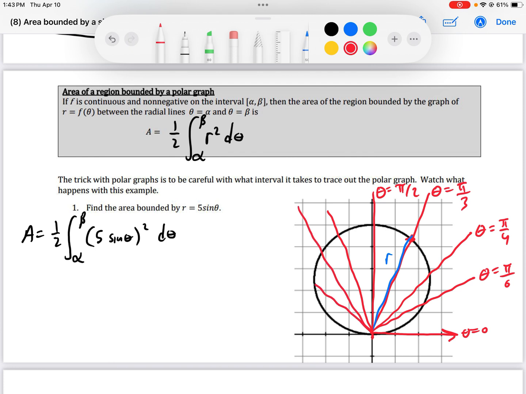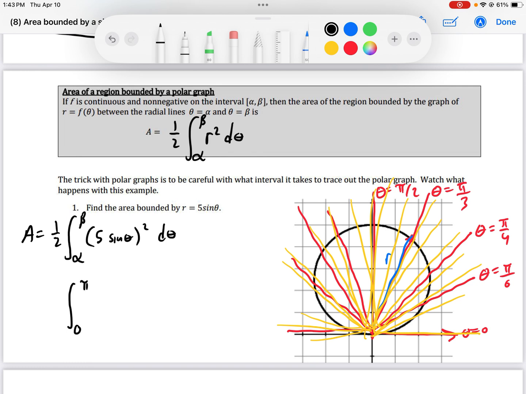3 pi over 4. 5 pi over 6. And this would be just pi. So I'm thinking it's going to be from radian 0. And as it goes over here, it's sweeping out all this area, and then all the way to pi. So just glancing at it with the practice that I've had, I think it's going to be 0 to pi.